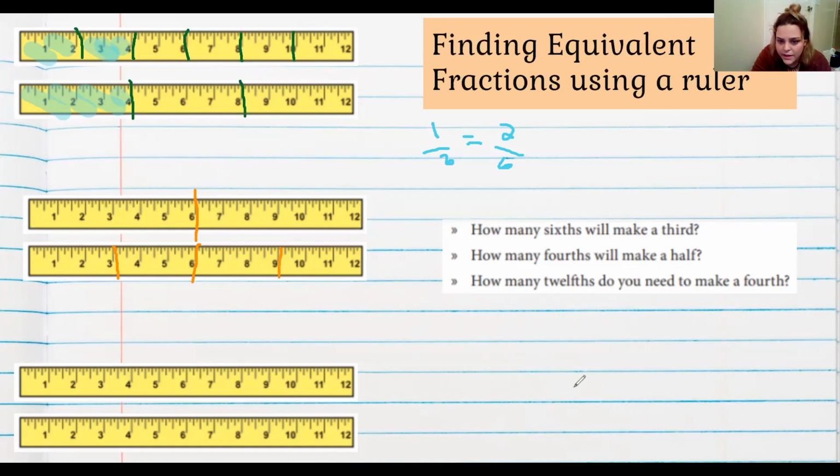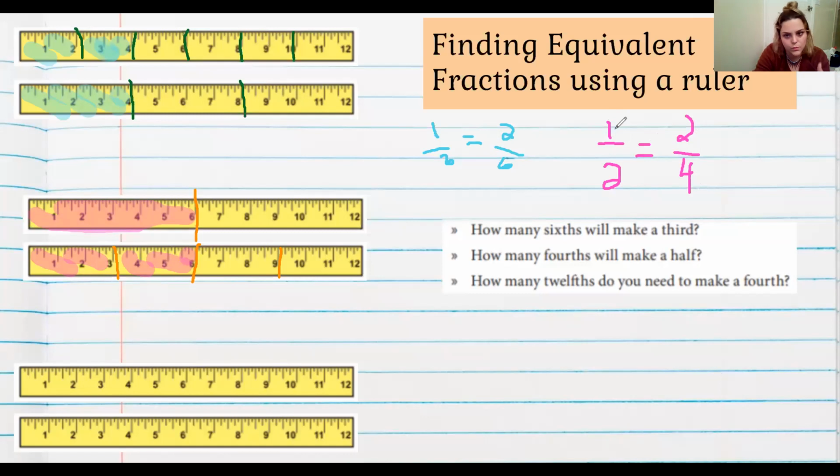And now if I compare it, I'm gonna use a different color this time. Let's see. Let's use pink this time. So this is a half, right? This is a half. Well, how many fourths will make a half? I see 2 fourths is the same as 1/2. And let's use a different marker so you guys can see that. So 1/2 is equivalent to 2 fourths or 2 quarters, right?